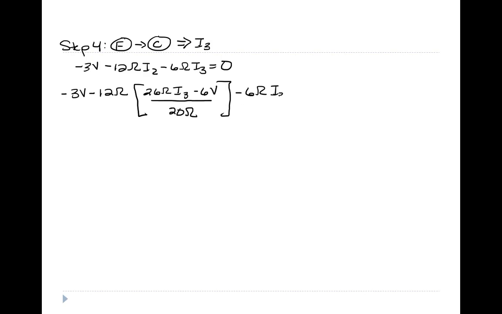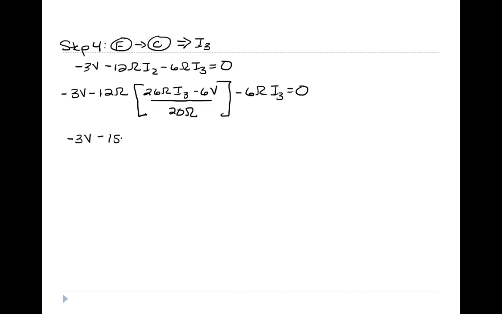Minus 6 ohms I3 equals 0. Now I have to distribute through my parentheses. So I have a term that's 12 ohms times 26 ohms times I3 divided by 20. And if you want to write that all out, you can. But at this point, I'm going to advise that you get a calculator.